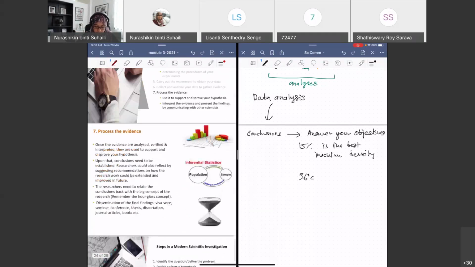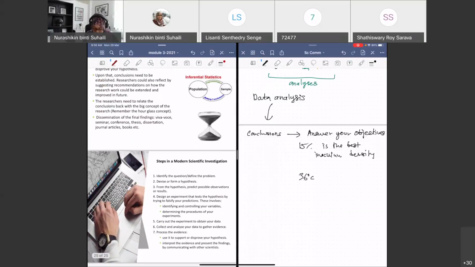Process the evidence. That sums up all the steps in a modern scientific investigation. So I will just repeat all the steps. The first one is identify the question, define the problem, find out the things that we want to study, the gap. And from there, you form the hypothesis. From the hypothesis, you predict possible observations or results. Then you design an experiment. You find out what the variables are, how you're going to control the range of the variables. You determine the procedure. So steps 1 to 4 are what you have to write in a research proposal before you enter the lab.